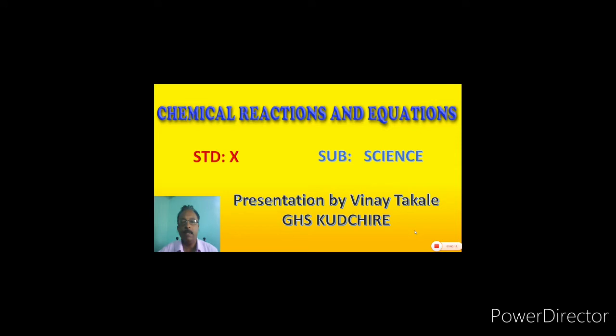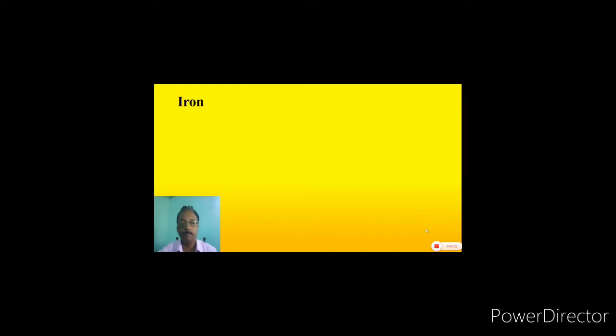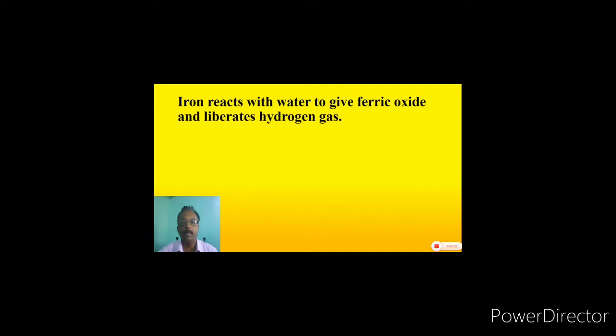Now let us balance one more equation. So lesson number 1, chemical reactions and equation. So here is a reaction on the screen. Iron reacts with water to give ferric oxide and liberates hydrogen gas.